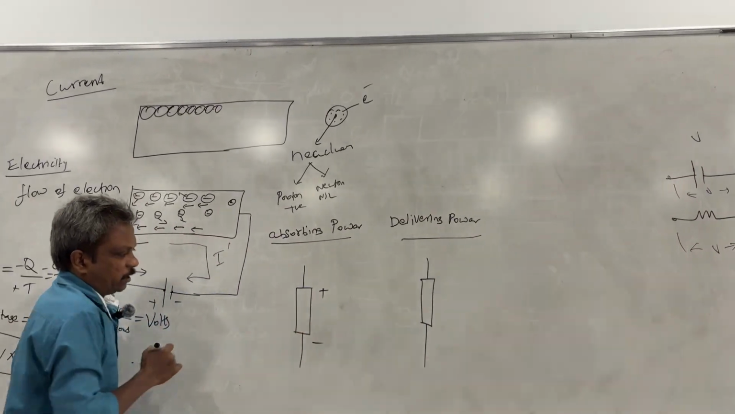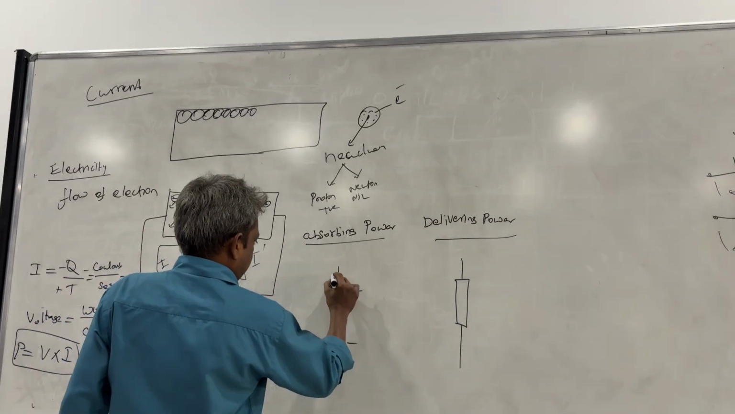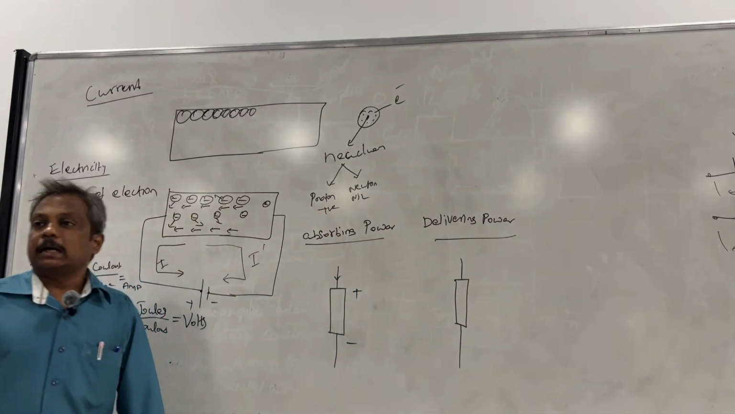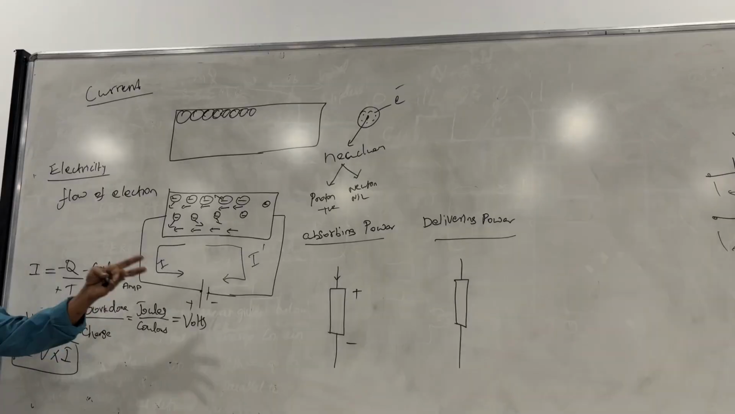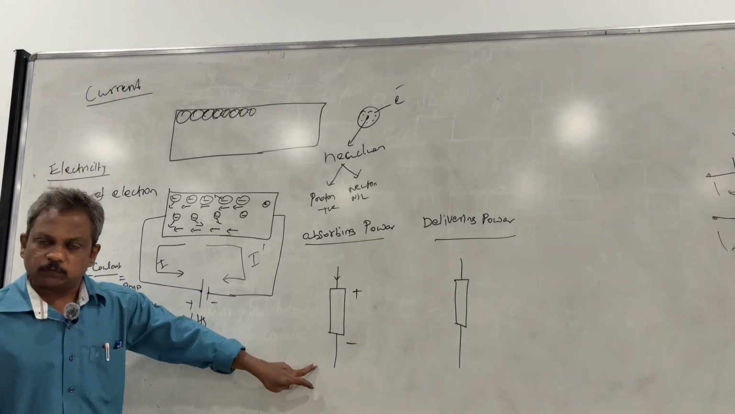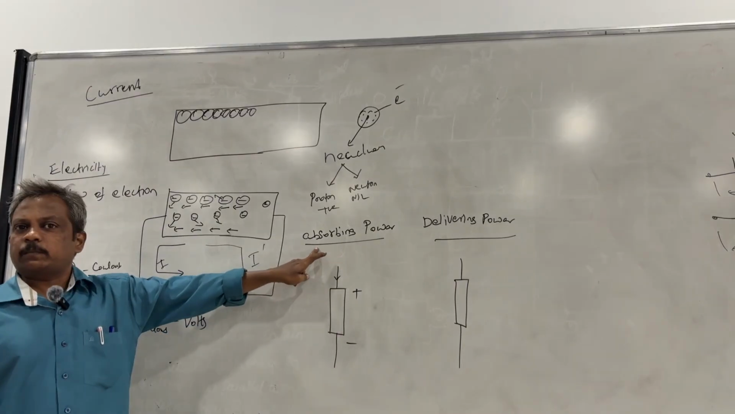So positive and negative I have mentioned. Absorbing power means current will enter at positive. If current is entering at positive, where will it leave? Negative. So leaving at a negative or entering at a positive means this is absorbing power.